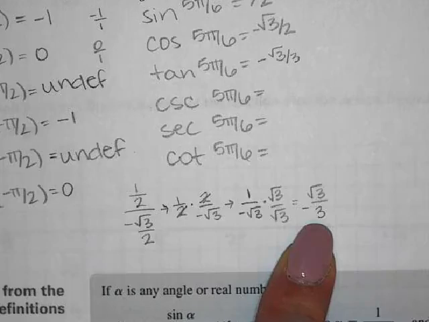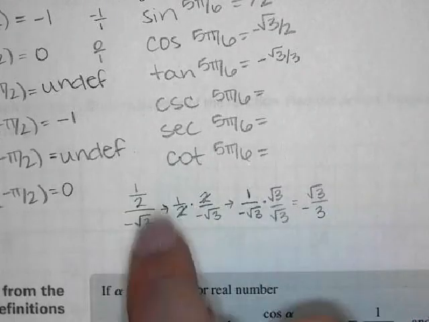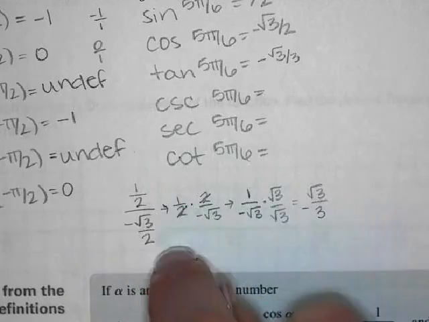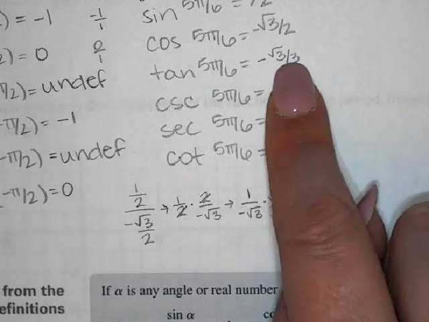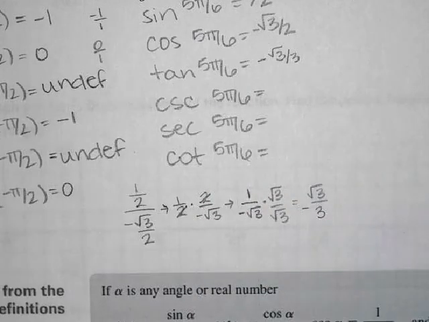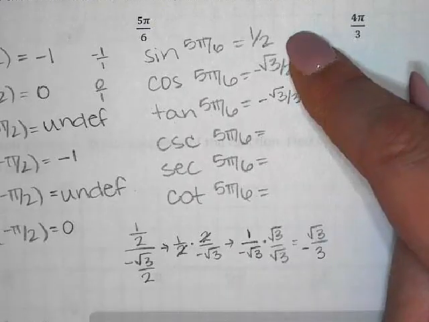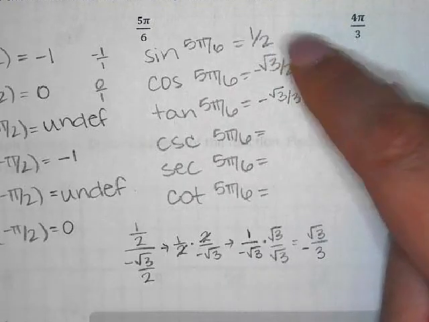And you don't have to do this work every time. You just have to remember that when it's 1 over √3, because the 2's cancel, it becomes this. That's all you've got to remember. Okay. Cosecant is sine flipped over. So 1 over 2 flipped is 2 over 1. That's just 2.